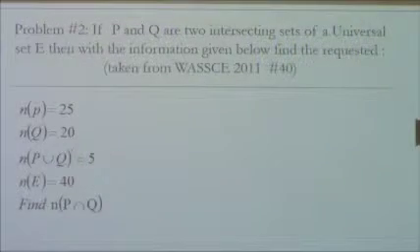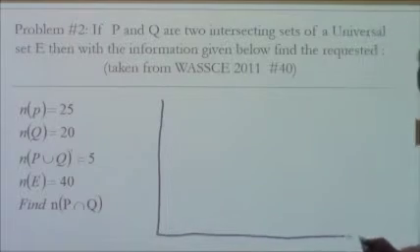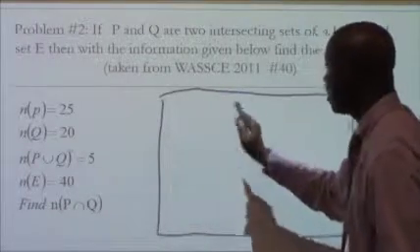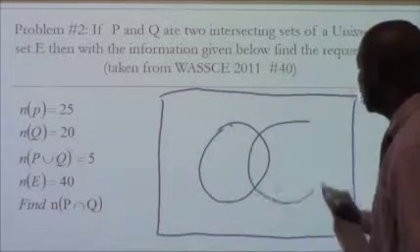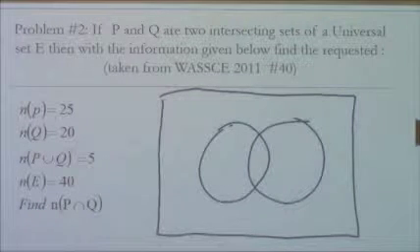Now, there are several things that we're going to take into consideration. So let's draw this universal set here first and see if we have enough information or we need to use some rules. So we have two sets, P and Q. Here we're not listing the elements, we are putting the number of elements in.